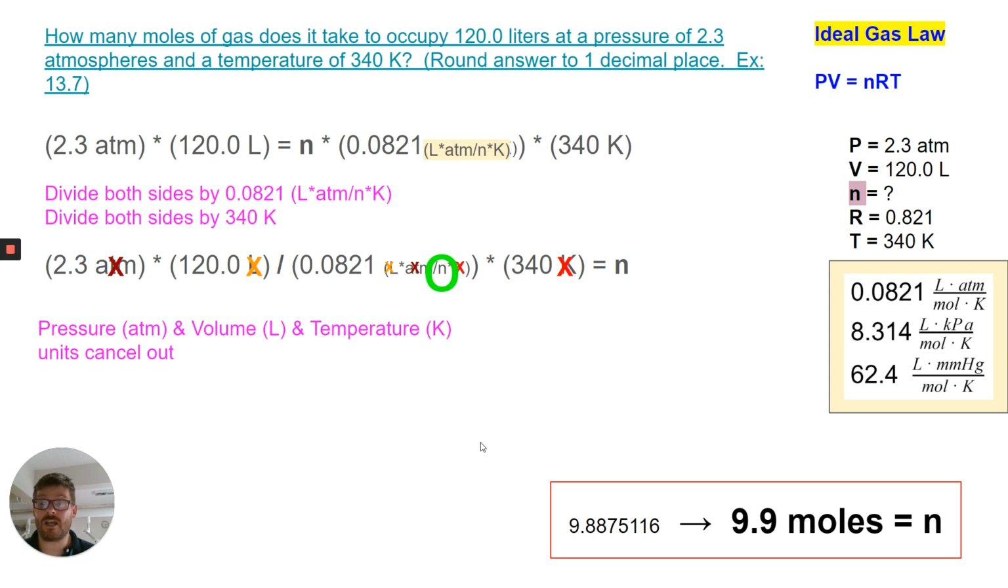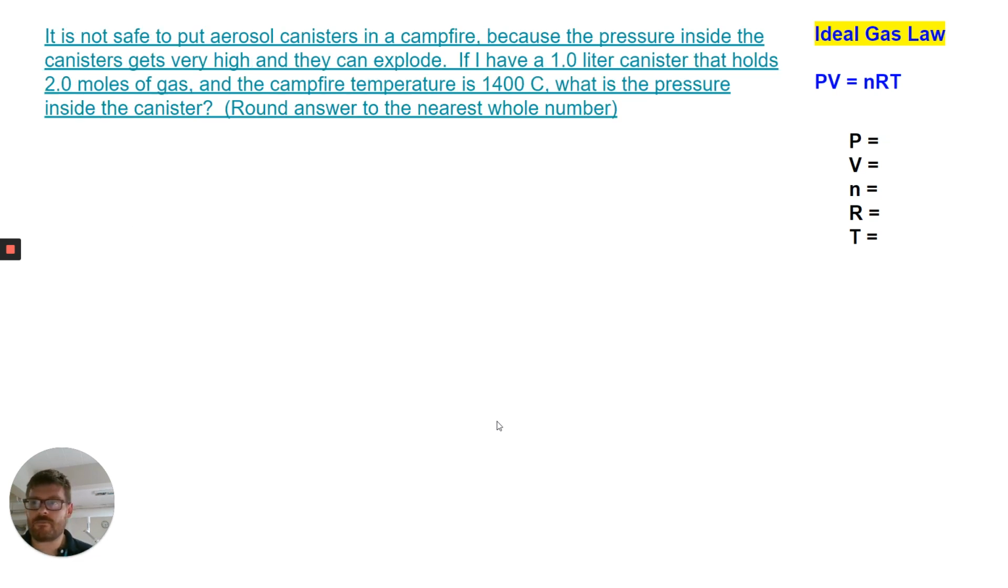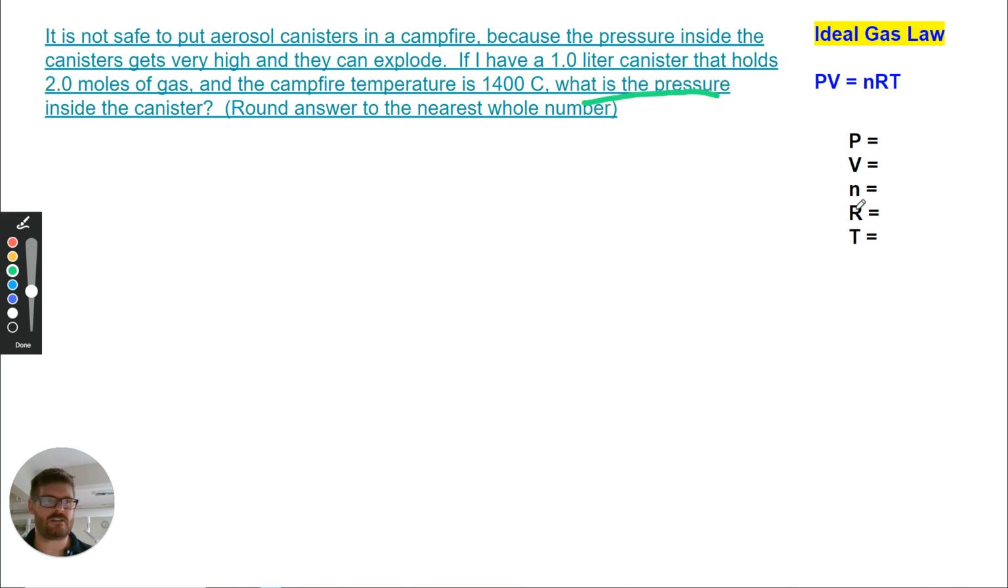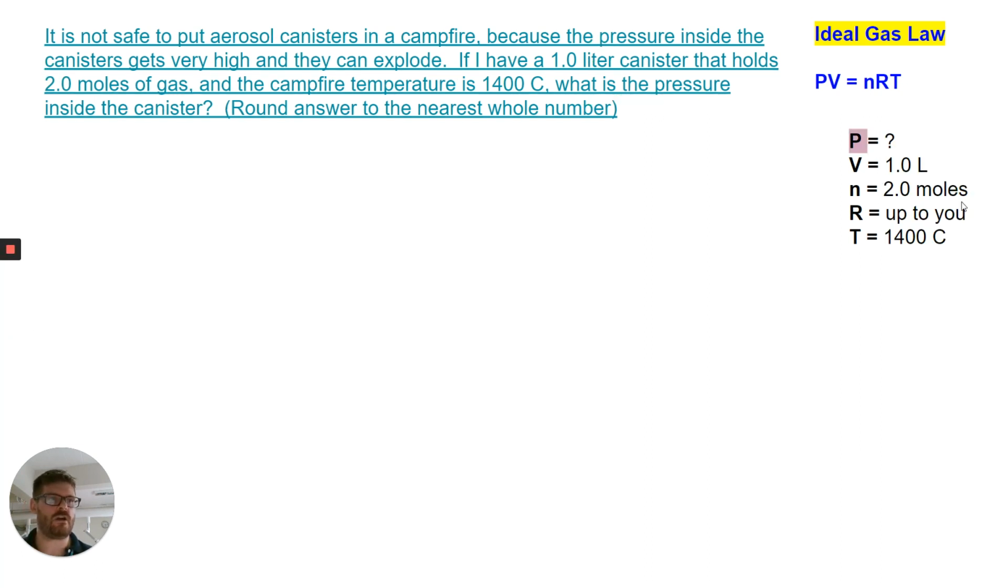All right, one left, and then we'll be all done. Ideal gas law again. So this is describing a situation where the pressure is going to get very high and explode. Please don't try this at home. But ultimately, we're going to be looking for the pressure there. So that's going to be our unknown. Here we've got a volume. Here we've got our moles, our N, and here we've got a temperature in Celsius. So let's start putting that into our list over here.